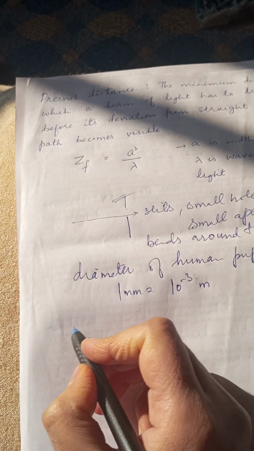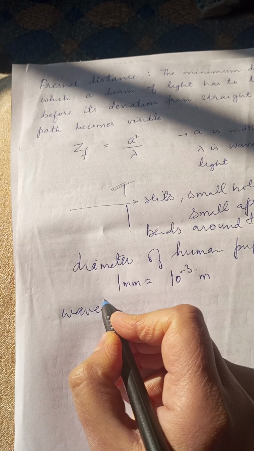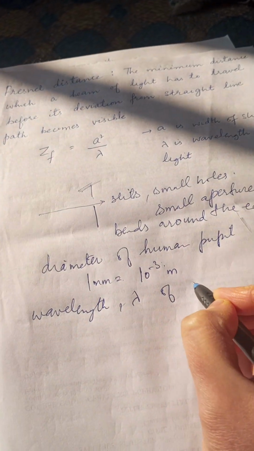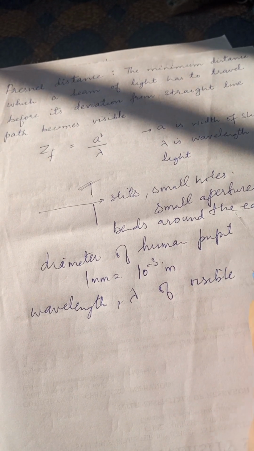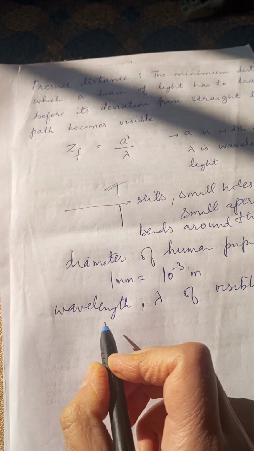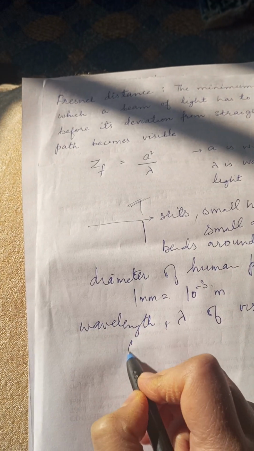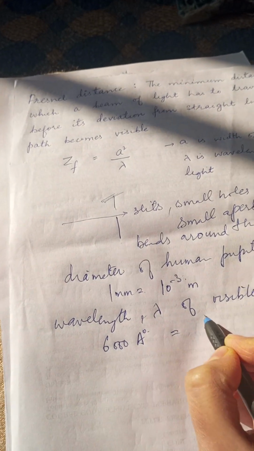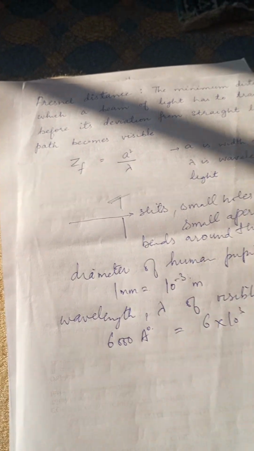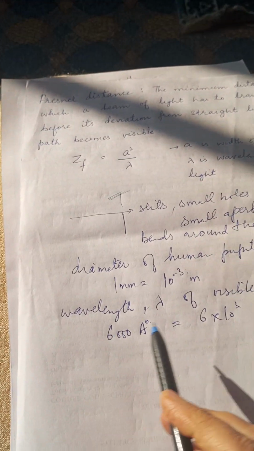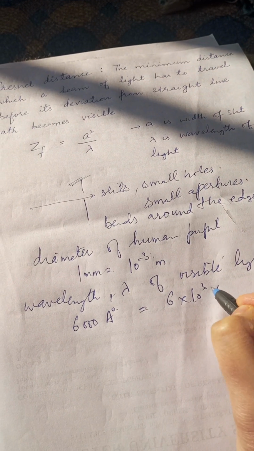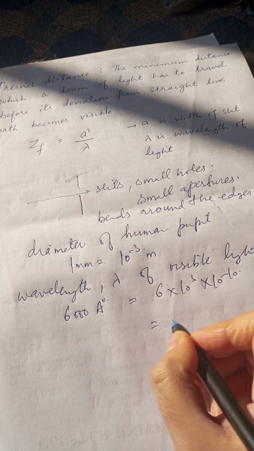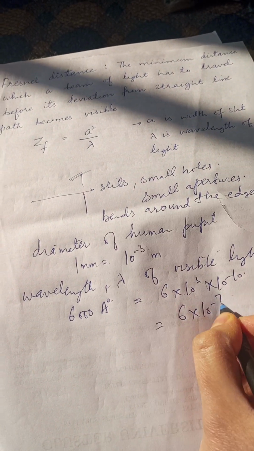And what is the wavelength of visible light? Wavelength lambda of visible light, all of you know that it is how much? It is 6,000 angstrom units. So it is 6 into 10 raised power 3 into how much? Into 10 raised power minus 10, because you know that angstrom is 10 raised power minus 10 of a meter. So it is 6 into 10 raised power minus 7.